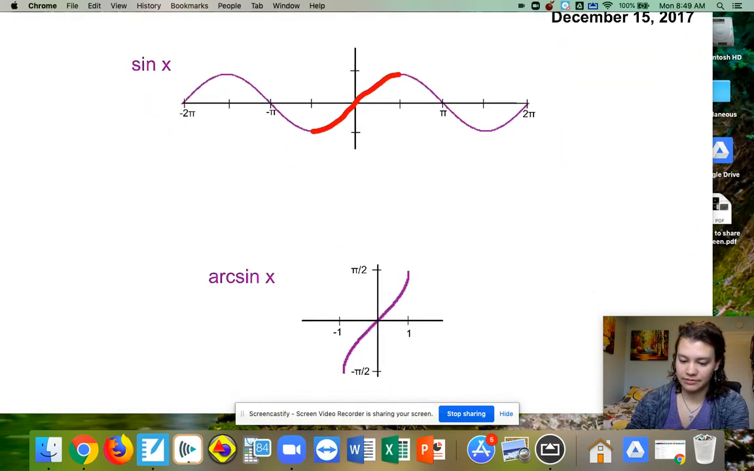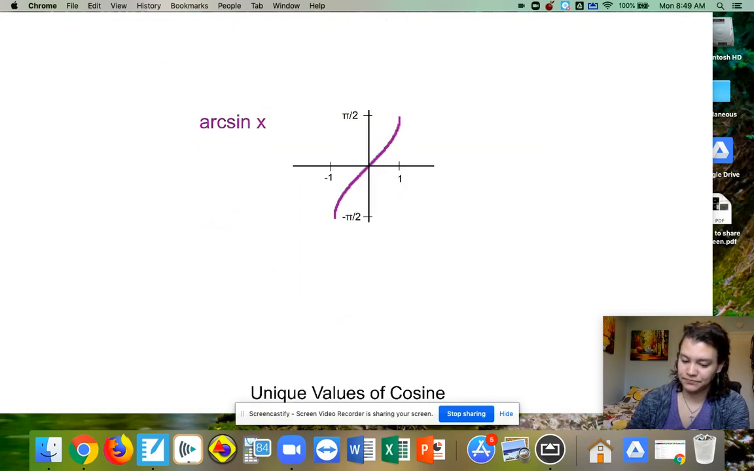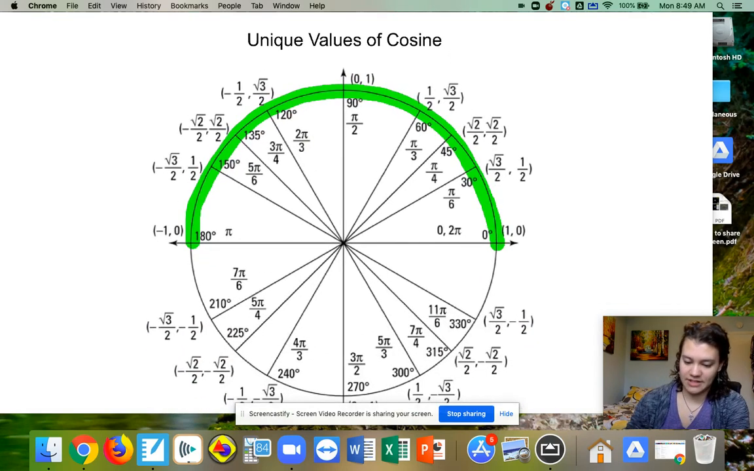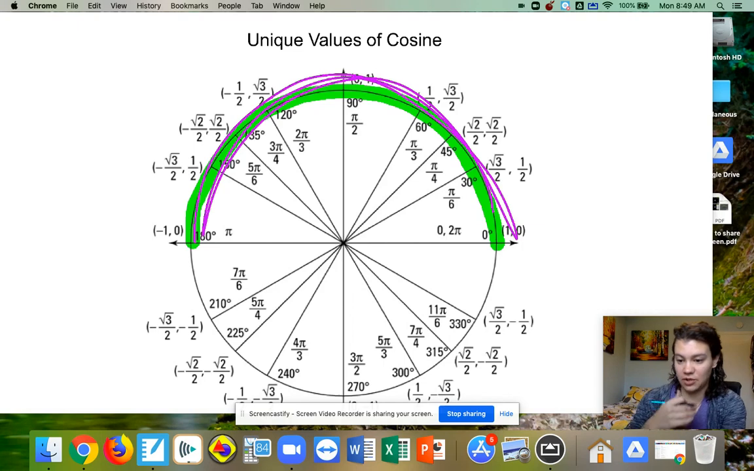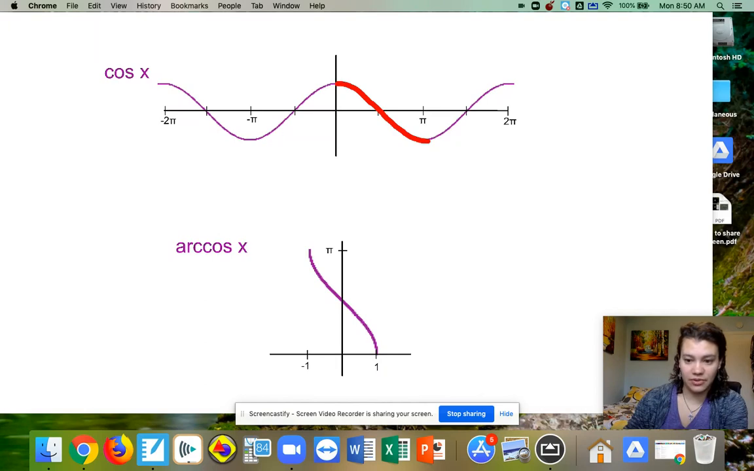Here's what your graph would look like. So then if you take this chunk and reflect it over the line y equals x, you get what your new function would be, or the inverse function. Cosine, same idea. You want the top half because that's where your values don't repeat and you get a nice chunk. Here's what cosine looks like and the graph of arc cosine or cosine inverse.